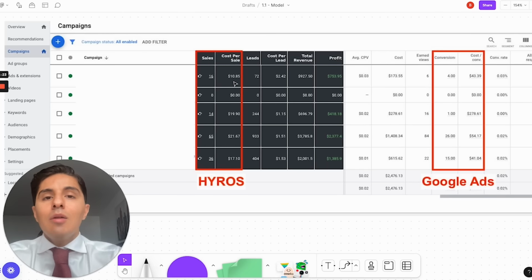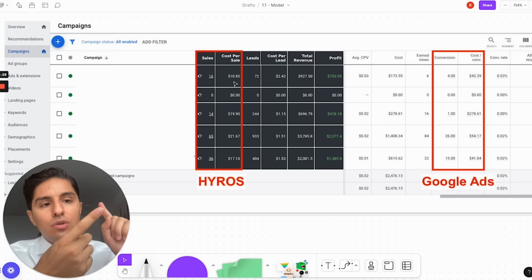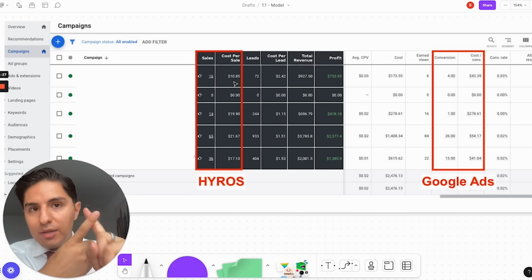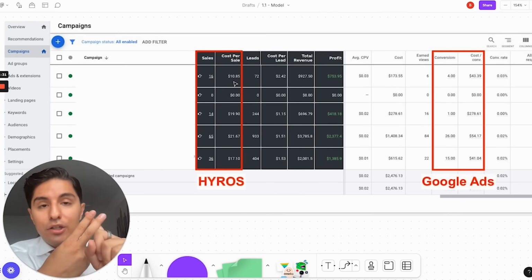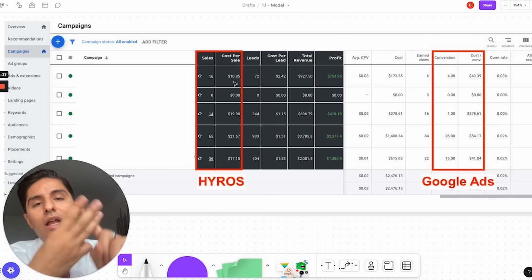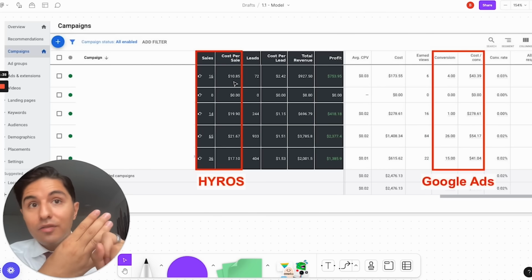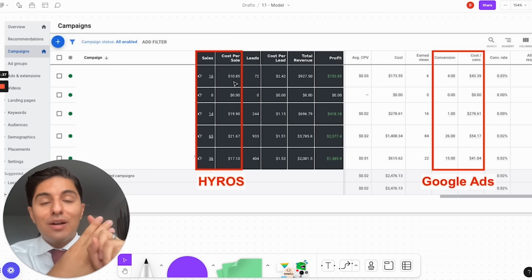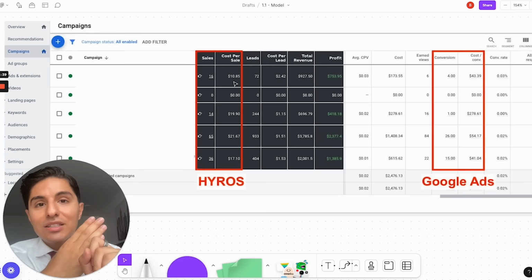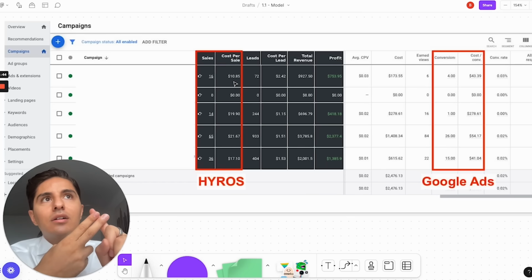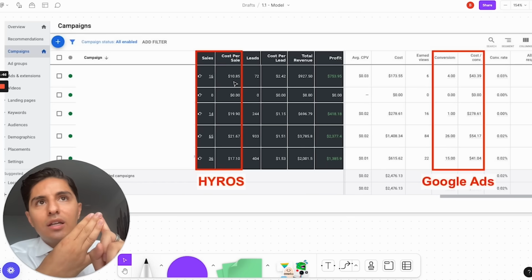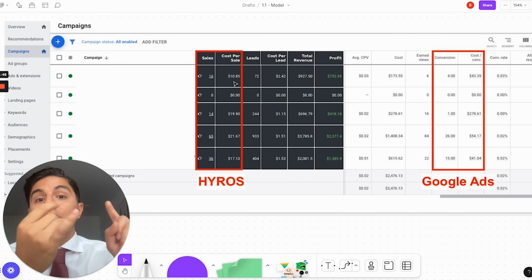Now, why is that? Because Hyros links and integrates to your payment processor, such as Stripe or EasyPay Direct, whatever you use, your Google Ads conversion tracking in your Google Ads account, as well as your email provider, whether it's ActiveCampaign, MailChimp, whatever else you're using, as well as your sales funnel, okay?